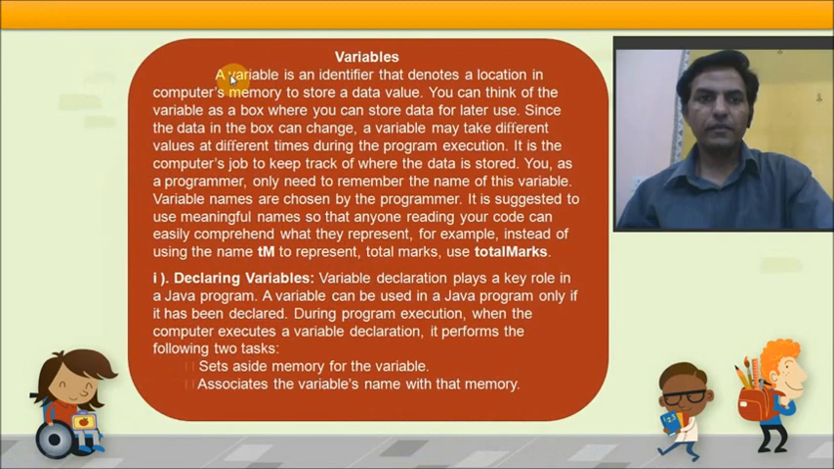Now, variables. A variable is an identifier that denotes a location in computer's memory to store a data value. You can think of the variables as a box where you can store data for later use. Since the data in the box can change, that is, a variable may take different values at different times during the program execution. It is the computer's job to keep track of where the data is stored. You, as a programmer, only need to remember the name of this variable.